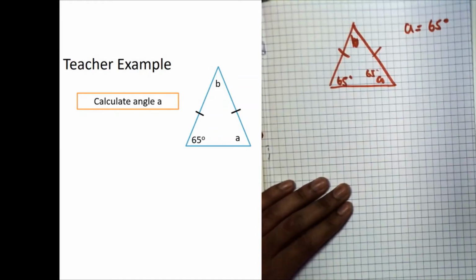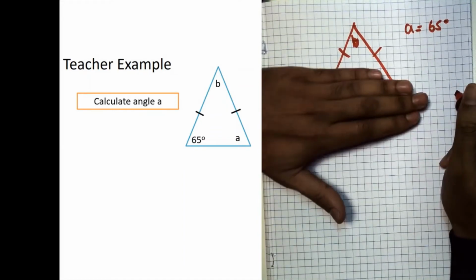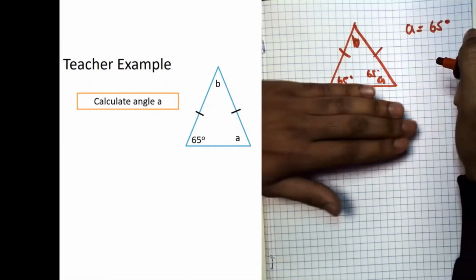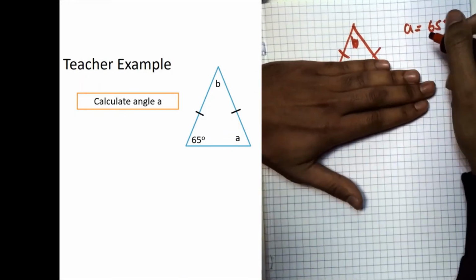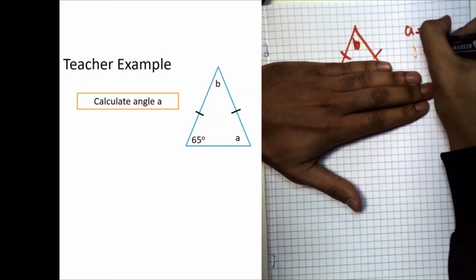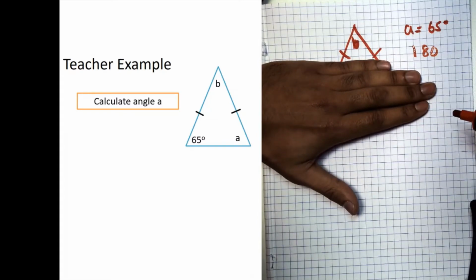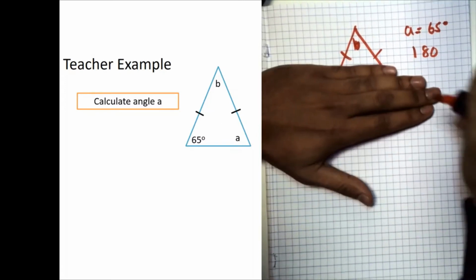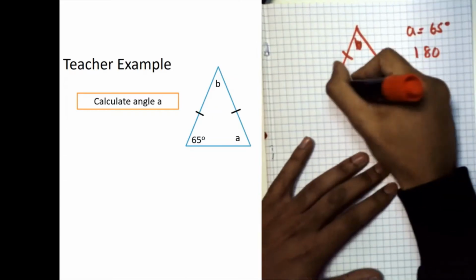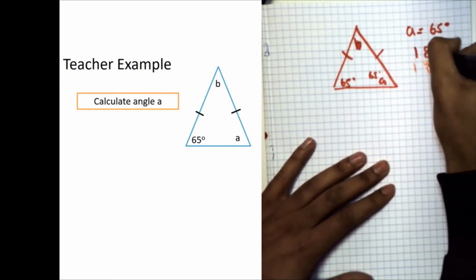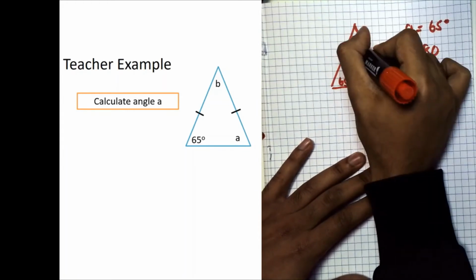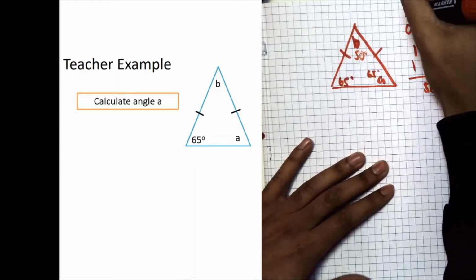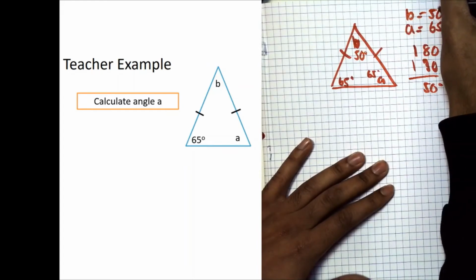Now we can use the same method I've been using. Cover these two up, and we can work out B. If we cover these two up, we take these two away from 180, because remember, angles in a triangle still add up to 180. If we take these two away, we end up with our B. These two added together is 130. 180 take away 130 gives us 50 degrees. So our angle over here is 50 degrees. Therefore, B is 50 degrees.